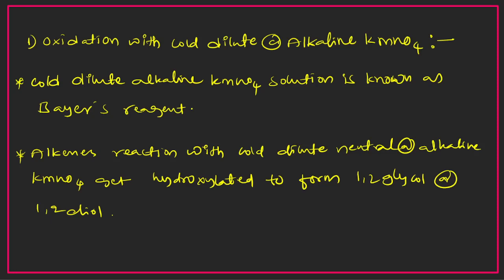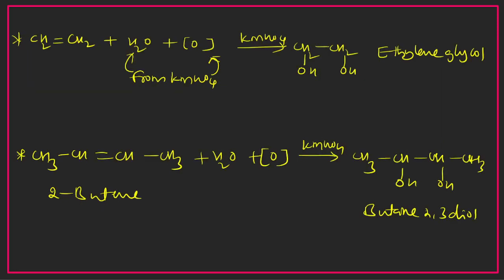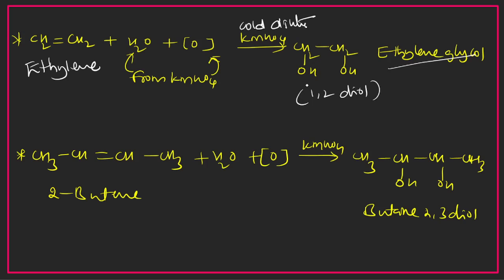Have a look at the reaction. Alkene oxidation with KMnO4. Take ethylene, oxidation with cold dilute KMnO4 solution. It gives a 1,2 diol, ethane 1,2 diol, or ethylene glycol.